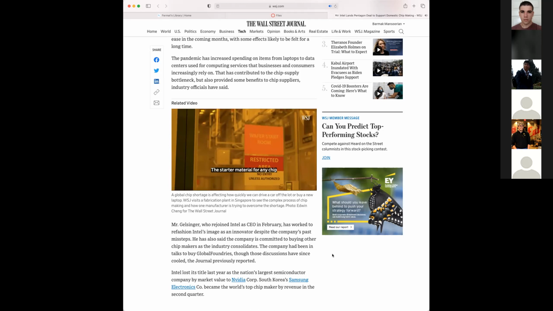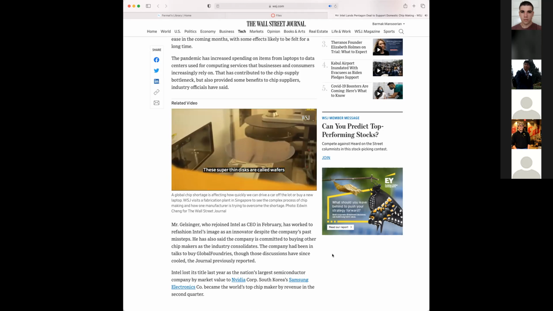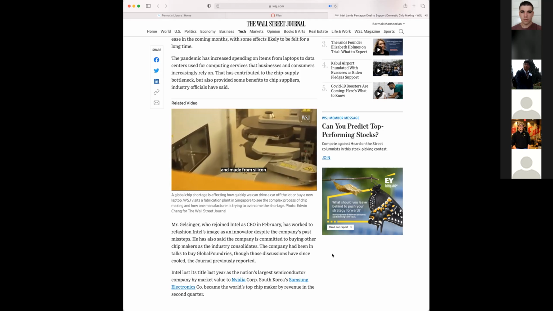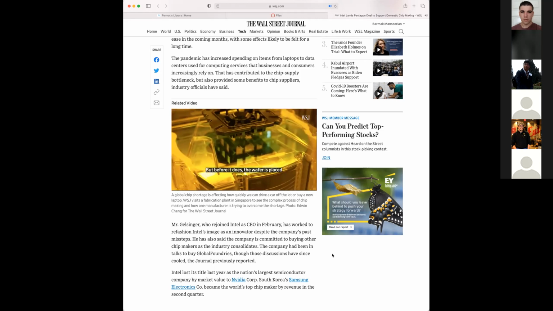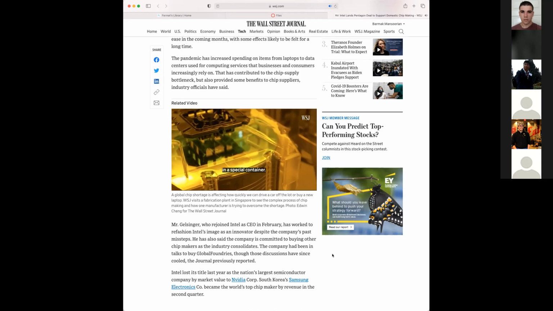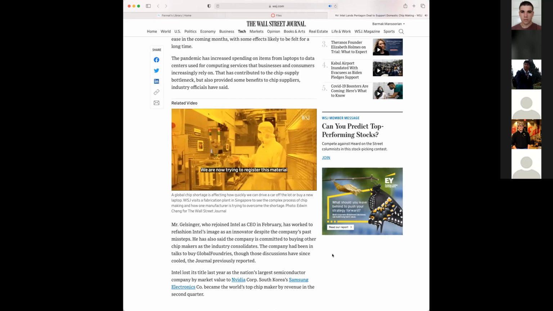The starting material for any chip is here in this room. These super thin discs are called wafers and made from silicon. Eventually, one of these will produce about 1,000 to 1,500 individual chips. But before it does, the wafer is placed in a special container. We have the raw silicon. We are now trying to register this material and transfer it into our wafer carrier.